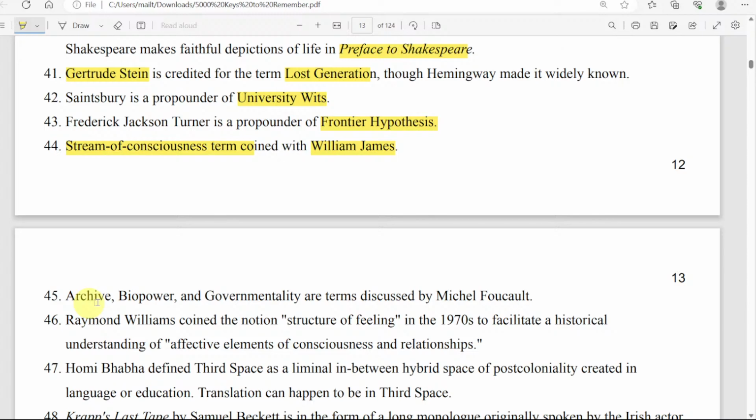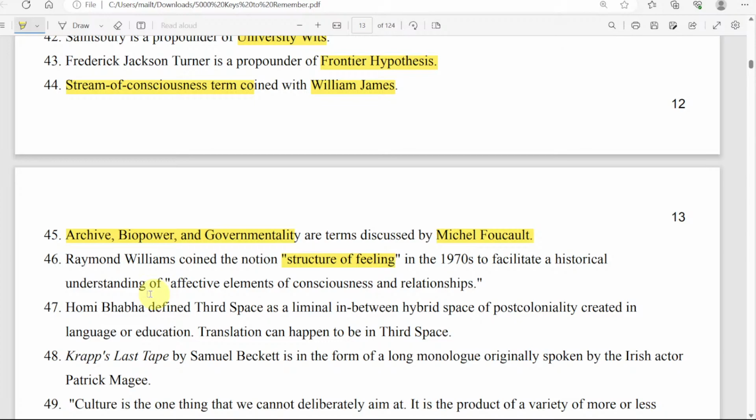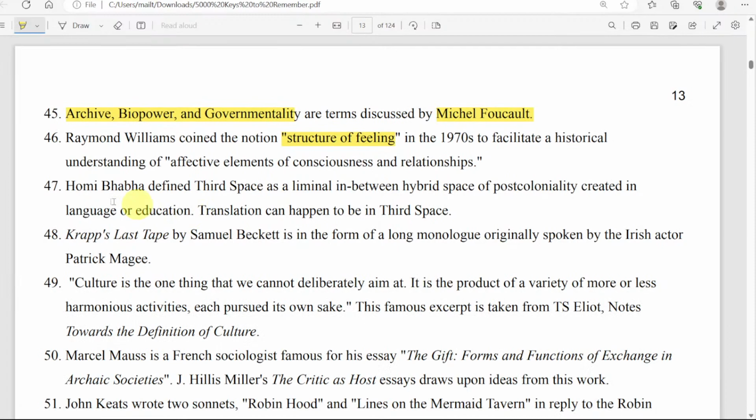Archive, biopower, governmentality, these are all terms discussed by Michel Foucault. Raymond Williams coined the notion of structure of feeling in the 1970s to facilitate what? Historical understandings of affective elements of consciousness and relationships.